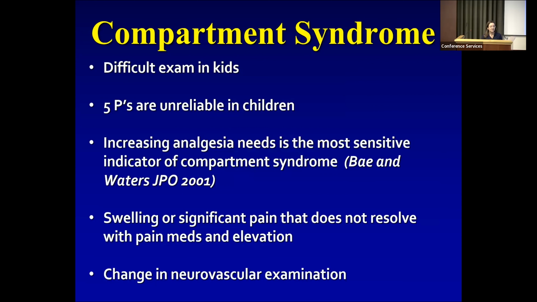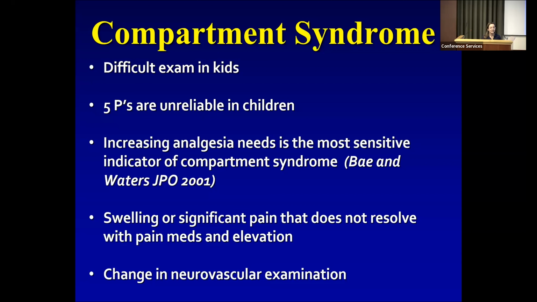Like I said, the exams can be very difficult in kids. In your training, you may have learned the 5 Ps, which is what we use kind of in adults, which are pain, pallor, like coolness, pulselessness, which is a very late stage warning sign of a compartment syndrome, paresthesias, or pain with passive stretch. You start moving the ankle and they're jumping off the table at you because that muscle is so painful. Those are less reliable in children, so we don't teach the 5 Ps so much in children.